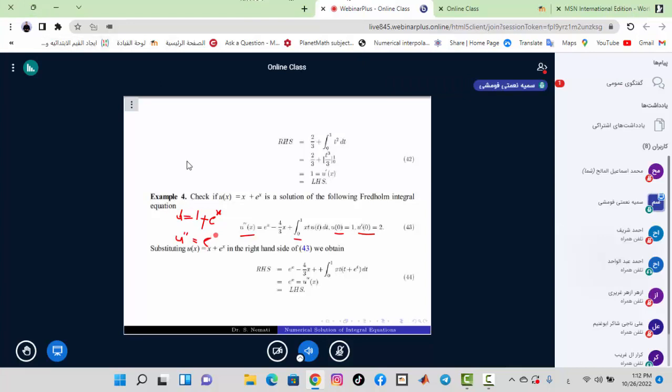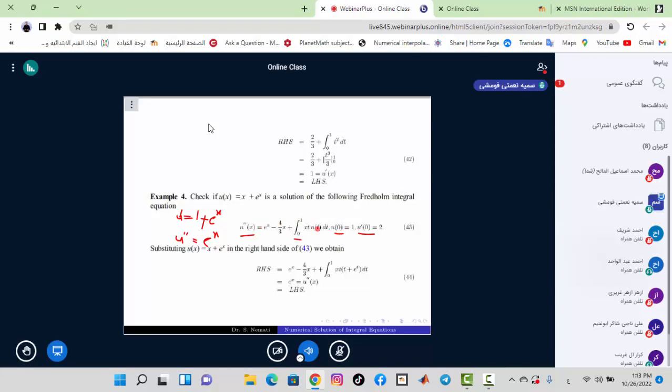Okay. Let's check the initial conditions. You have u prime of 0 equals 2. If here you put x equals 0, you have u prime of 0 equals 1 plus e to the power 0, which gives 1. 1 plus 1 equals 2. So this condition is satisfied, and u of 0 equals 1. u of 0 equals 0 plus e to the power 0, which gives 1. So this initial condition is also satisfied.